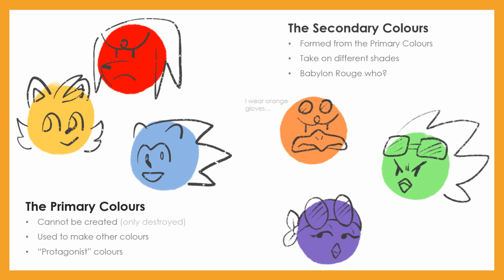We've got the primary colours, which are red, blue, and yellow. They're quite often, at least in video games, used for protagonists. You can't make them more or less, although you can tone them with one another. Then you have the secondary colours, which are orange, green, and purple. They can also come in different shades, depending on whether you add more red or blue or grey. And I've demonstrated this here with the Sonic cast.